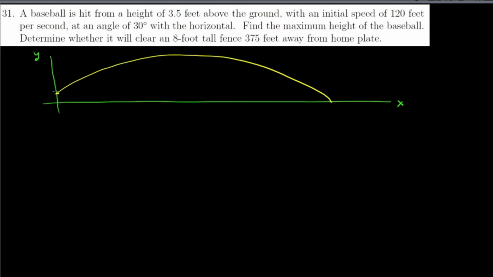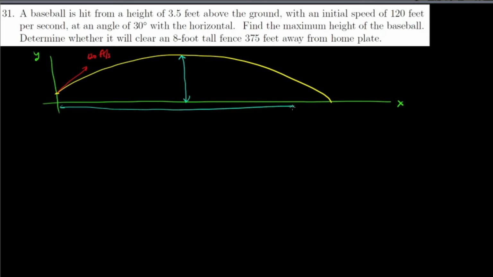So the initial speed, oops, a little too steep there. And that's still not right, but, you know, 120 feet per second. Close enough. Find the maximum height of the baseball. So that's a reasonable question, right? This is the maximum height. And then there's a second part. Determine whether it clears a fence 375 feet away from home plate.